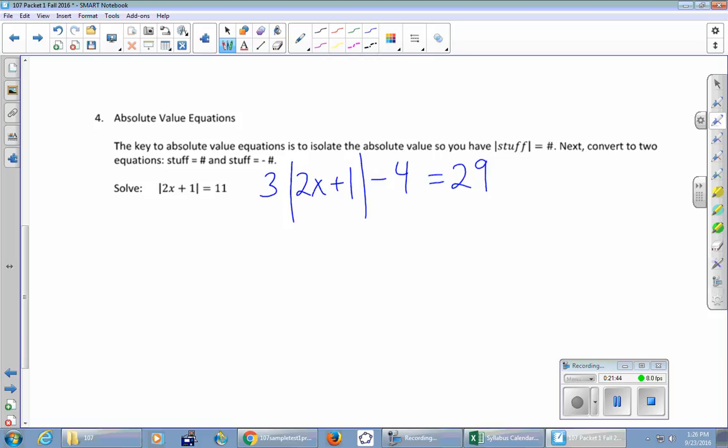Okay, the key when you see absolute value in your equation is to isolate the absolute value. Starting to see the trend here? We're isolating this thing that is the complication, and then we'll figure out what to do once it's isolated. Which moves first, the 3 or the -4? Let's add that 4 over. So we get 3 times the absolute value of 2x plus 1 equals 33.